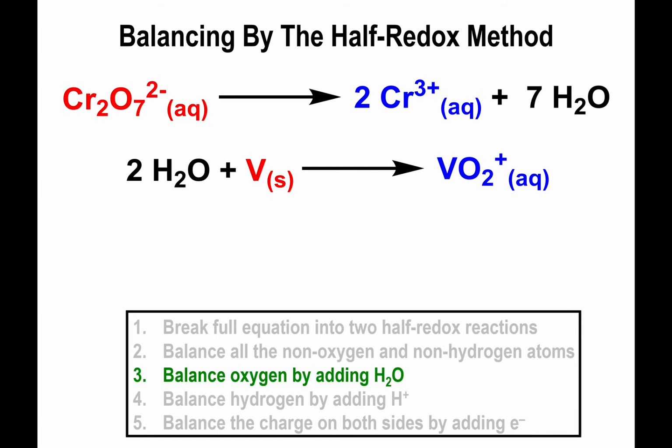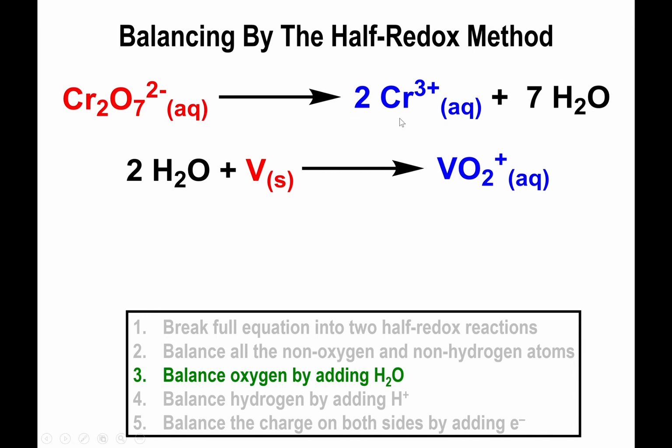Undoubtedly, at this point, since we have added water, we have introduced hydrogens. So now we need to take care of the hydrogens. In the first equation, there's no hydrogens on the left side of the equation, but on the right side, we now have 14. 7 times 2, giving you 14 hydrogens.